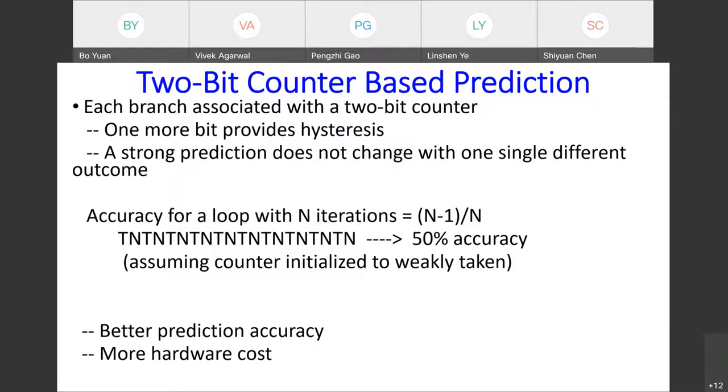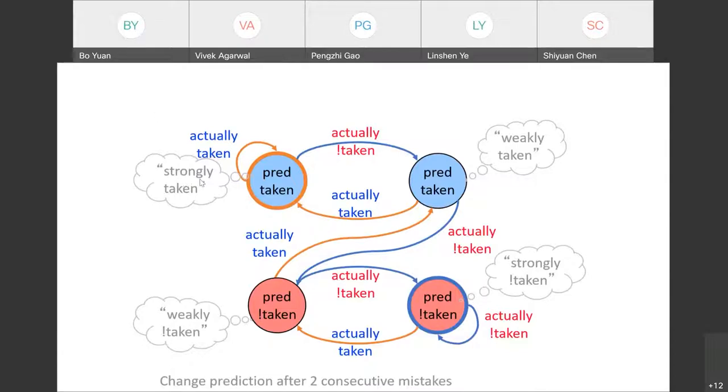Okay, because we have two states, strongly taken and weakly taken. If it originally is in the strongly taken state but there is a sequence of non-taken outcomes, you need more cycles to switch to the predict-not-taken status. Is that what you mean? I think so. Yes, that is true for some cases, but when we think about the overall workload, for some patterns of your workload, yes, it is just like that particular one.